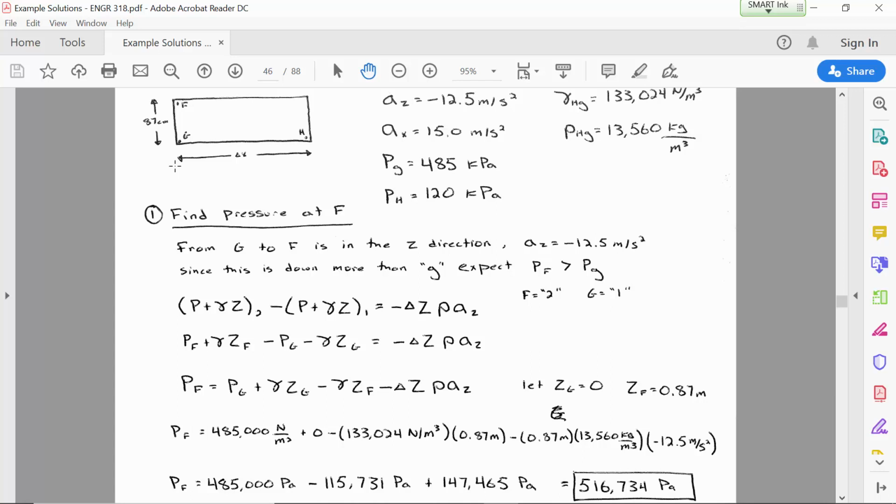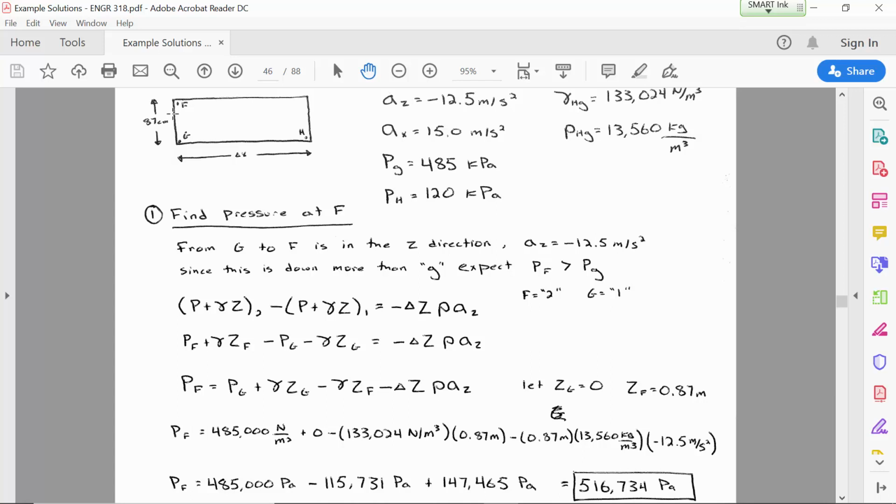So if it's accelerating down faster than gravity, then pressure increases in the opposite direction of acceleration, and the net acceleration here is down faster than it would be in free fall with no wind resistance. So the pressure at F is higher, and it should be higher. So it kind of makes sense qualitatively.